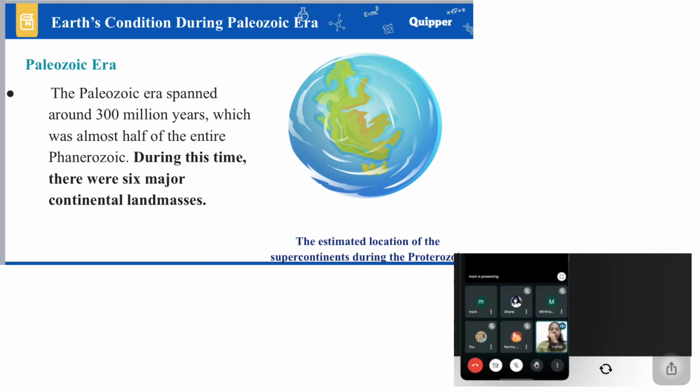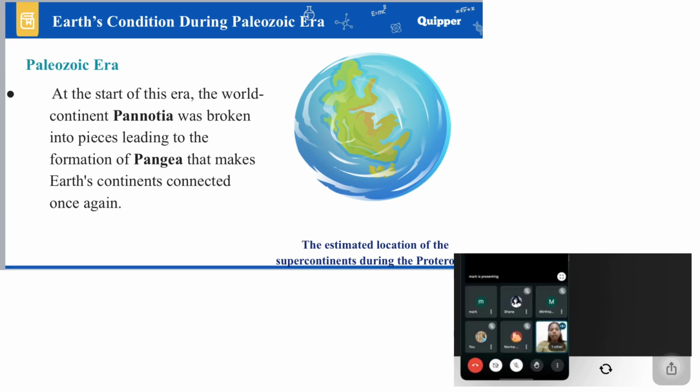During this time, there were 6 major continental landmasses. We have Gondwana, the supercontinent of Africa, South America, Australia, Antarctica, and the Indian subcontinent. So, at the start of this era, the world continent Pannotia was broken into pieces, leading to the formation of Pangaea that makes Earth's continents connected once again.